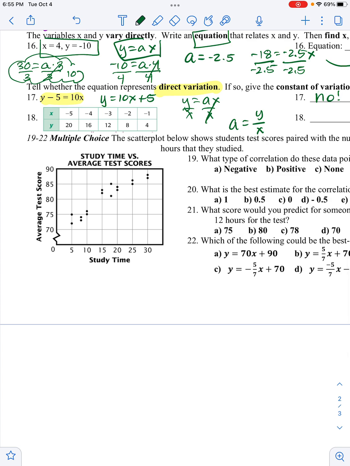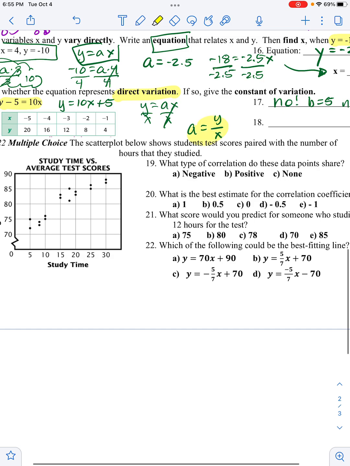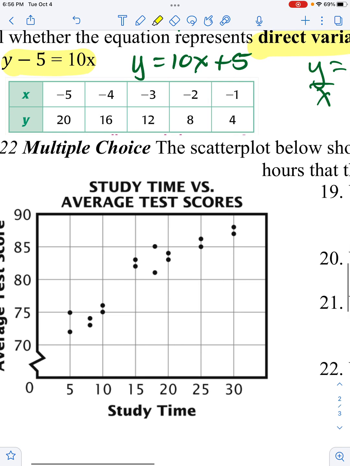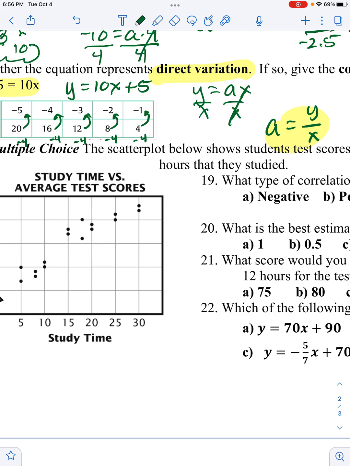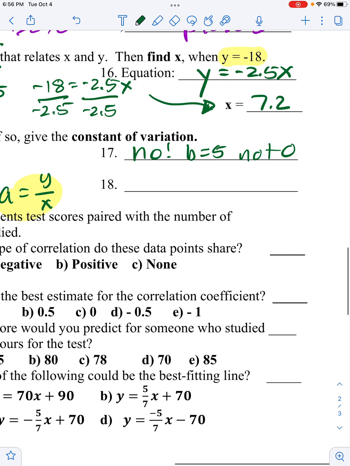Now in the table, I'm going to be utilizing this fun fact, and I'm going to think, okay, 20 divided by 5 is negative 4. 16 divided by negative 4 is negative 4. 12 divided by negative 3 is negative 4. 8 divided by negative 2 is negative 4. And 4 divided by negative 1 is negative 4. So since all of the y's divided by their x's are the same value, then that is direct variation. And your a value is going to equal whatever those divided out to be each time.